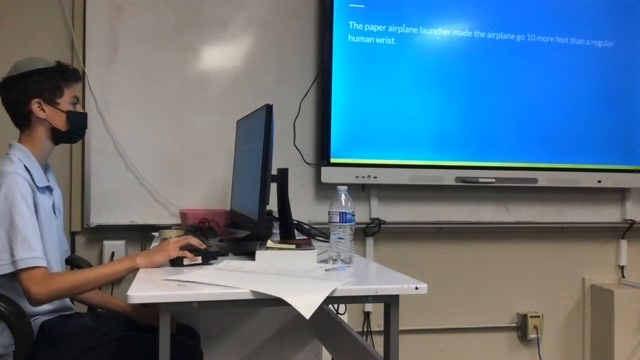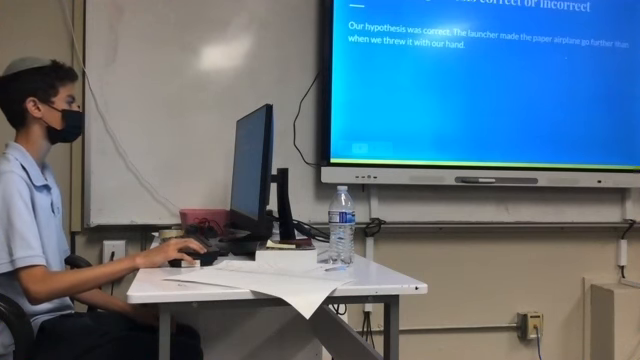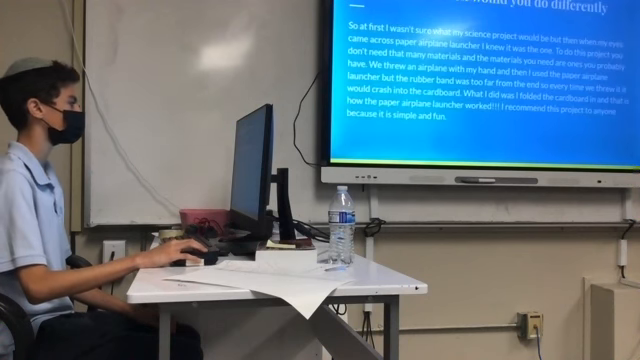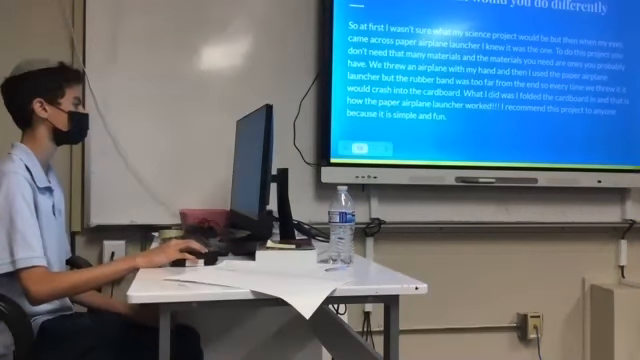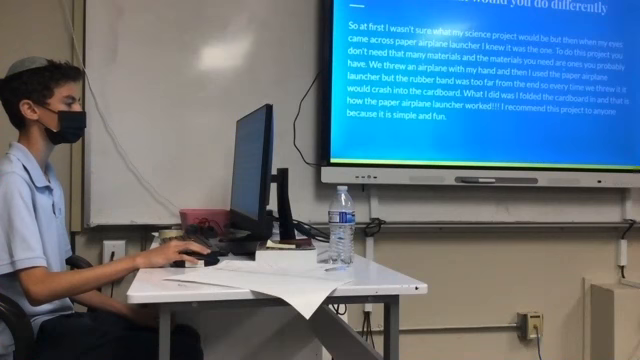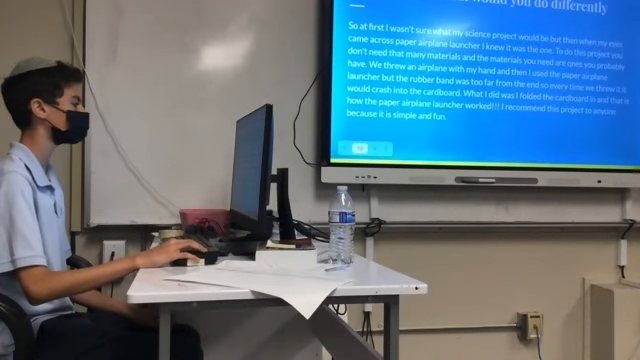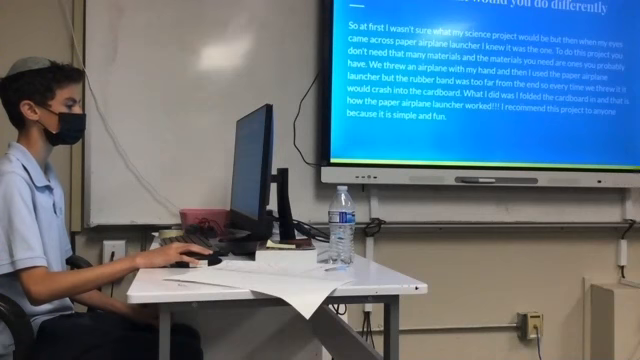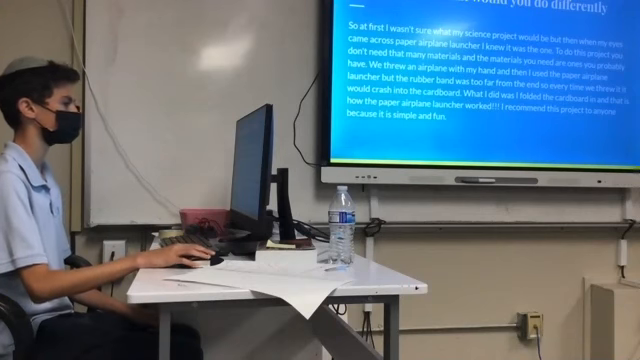Record of data: the paper airplane launcher made the airplane go 10 more feet than a regular human wrist. My hypothesis was correct. The launcher made the paper airplane go further than when we do it with our hand. Conclusion and what you would do differently: at first I wasn't sure what my science project would be when my eyes came across the paper airplane launcher. I knew it was the one. To do this project, you don't need that many materials. The materials you need are the ones you probably have. I threw an airplane with my hand, and then I used a paper airplane launcher, but the rubber band was too far from the end, so every time we threw it, it would crash into the cardboard. What I did was I folded the cardboard in, and that is how the paper airplane launcher worked. I recommend this project to anyone because it is simple and fun.